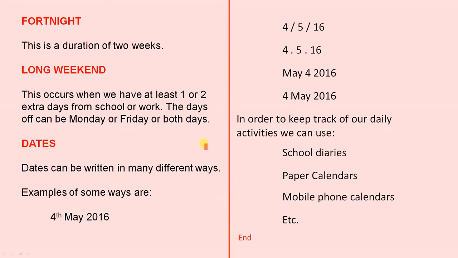Dates. Dates can be written in many different ways. Examples of some ways are 4th of May 2016. 4th of the 5th, 2016. You can do it the same way with full stops. You can do May the 4th, 2016, or you can do the 4th of May, 2016. There are many other ways to write the date, but these are just 5 that I've picked for you.